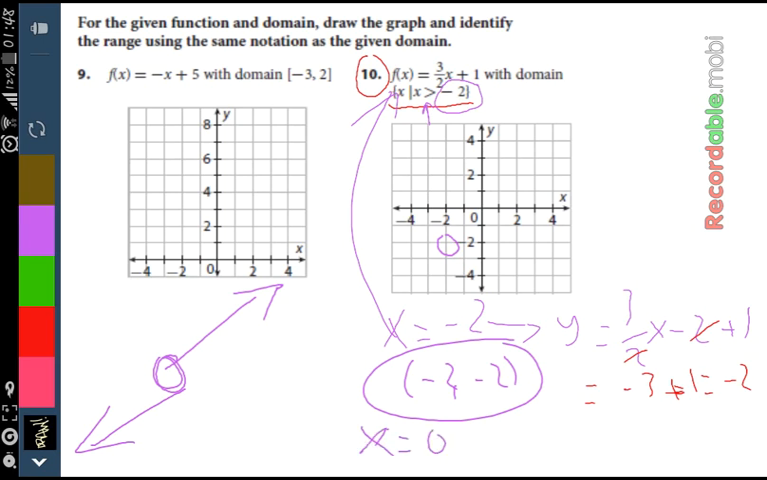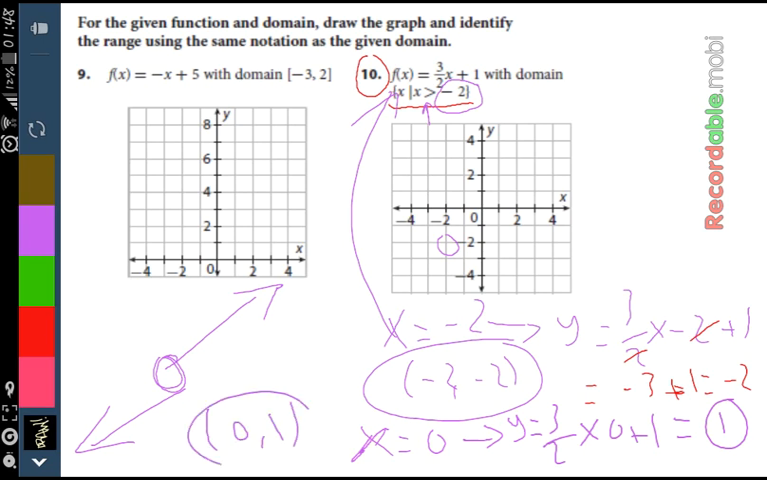At x equals 0, I would like to find the value for y equals 3 over 2 times 0 plus 1. Anything times 0 is 0, so it gives you 1. So the second ordered pair is 0 and 1. I'm going to locate this point on the graph. At x equals 0, the y value is 1, so this is my point.